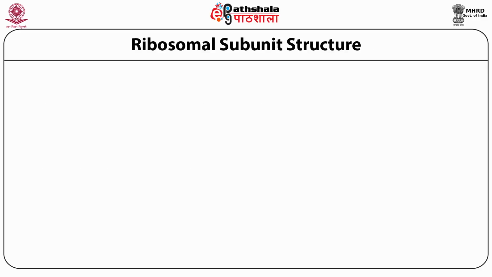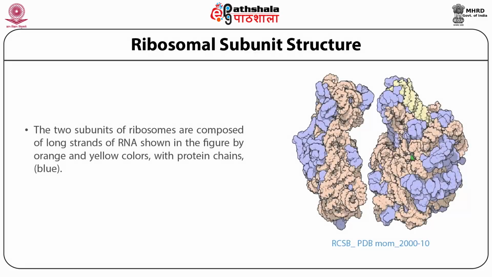We show a beautiful picture of the ribosomal subunit. This was the picture of the year at RCSB PDB 2000. The two subunits of ribosomes are shown in this picture. These are composed of long strands of RNA, shown in these figures by orange and yellow colors. There are proteins. These proteins are colored blue.